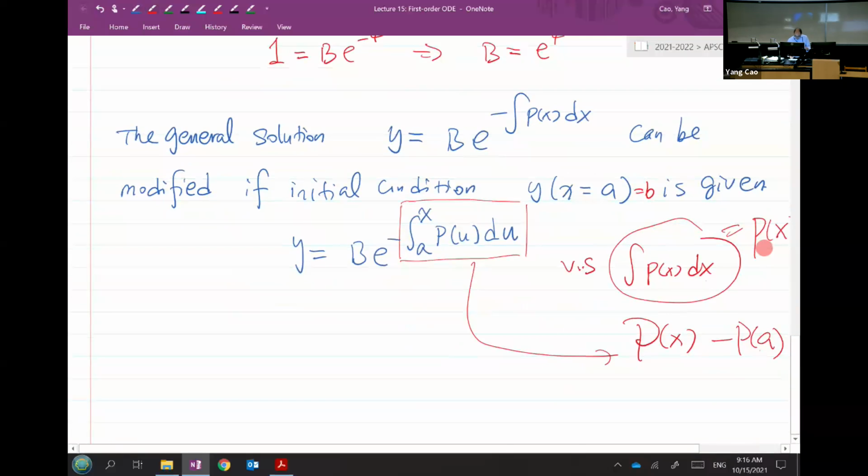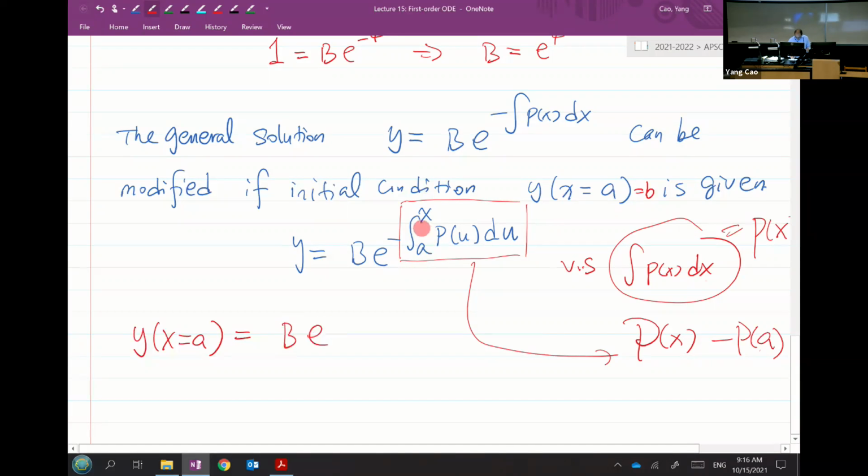But how is that initial condition being played into this equation then? So let's substitute the initial condition into this new format here. If you look at this one here, my initial condition is given at x equal to a. Then based on the modified format, I say x equal to a. Then what happens?